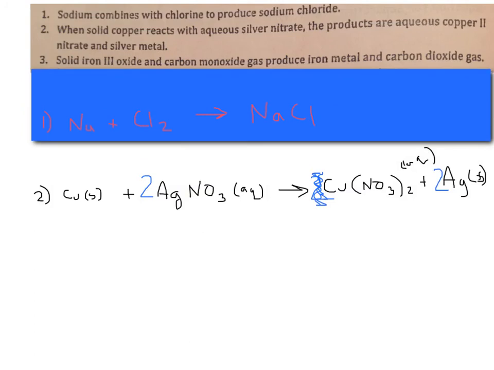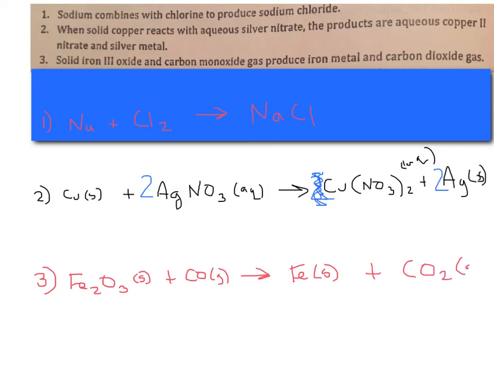And then the last question here is solid iron 3 oxide and carbon monoxide gas produce iron metal and carbon dioxide gas. So solid iron 3 oxide, that's Fe2O3. And you figure that out just by crisscrossing, right? Yep. Plus carbon monoxide, that's CO, yields just Fe. And of course carbon dioxide.